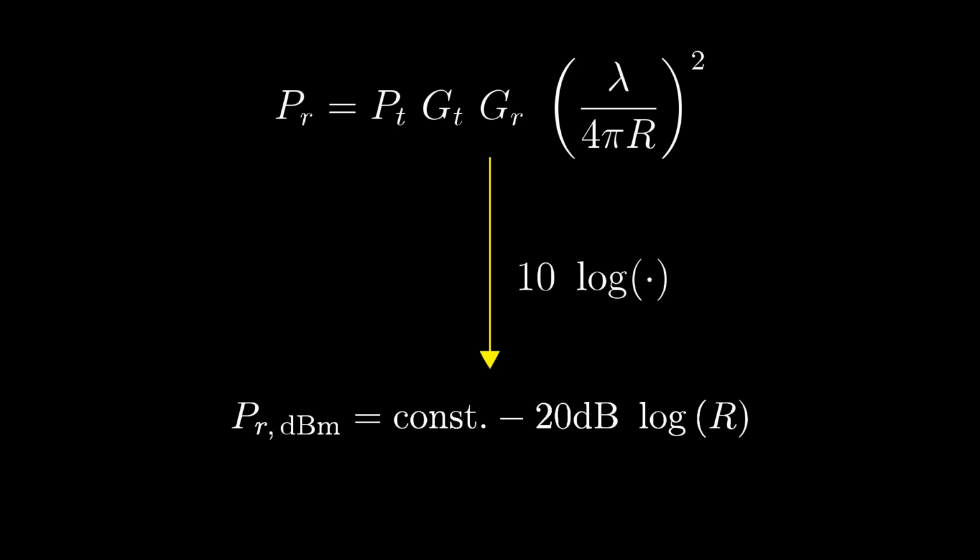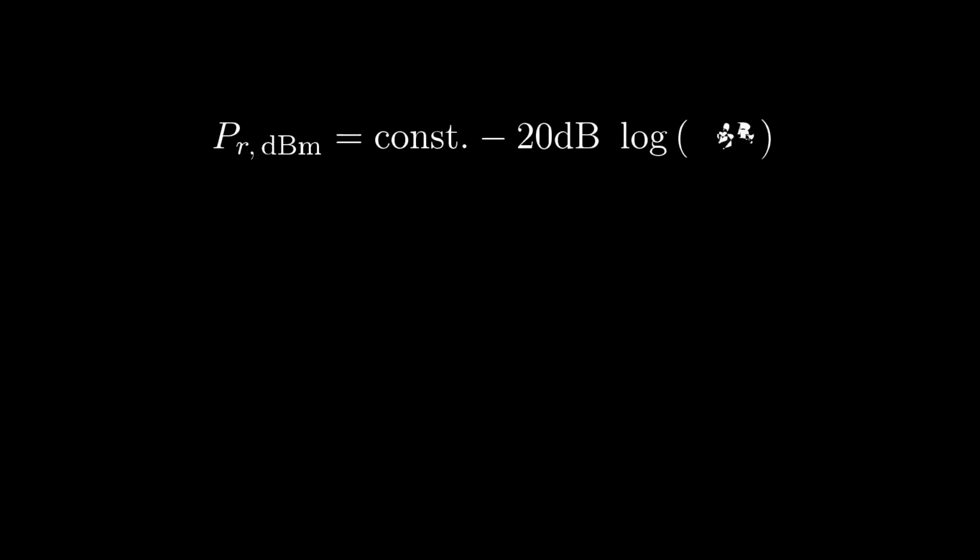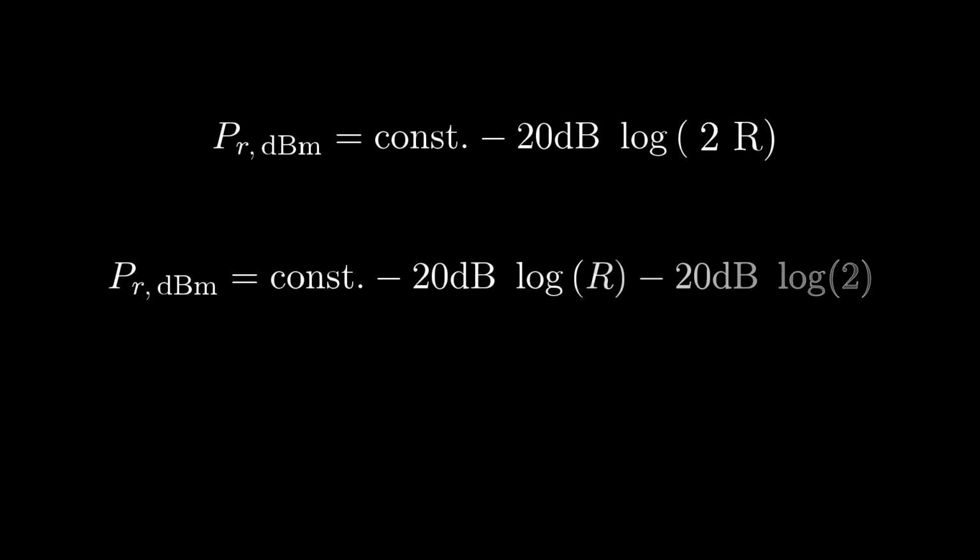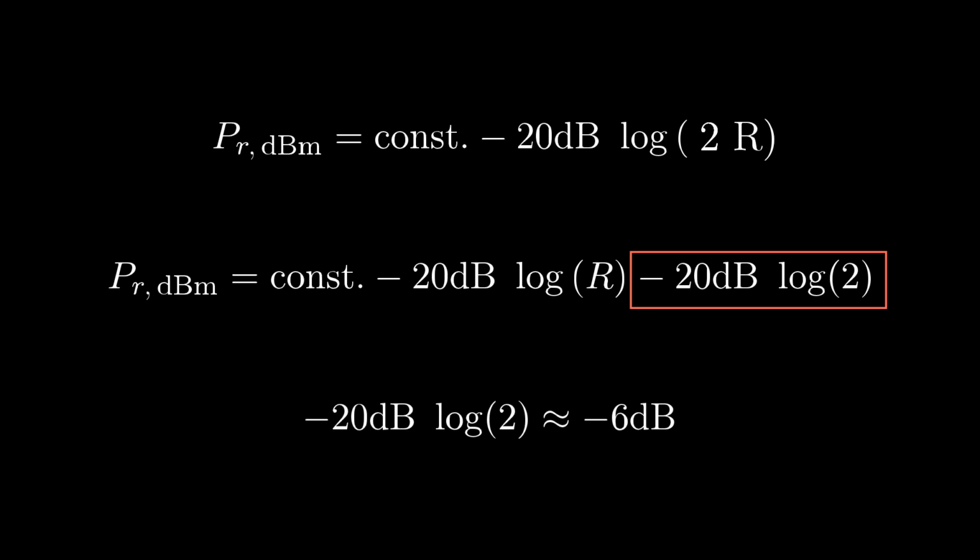So if we want to use the same setup to transmit over twice the distance, we have to double r. By logarithmic identities, we find that this only contributes to a constant summand of minus 20 dB times the log of 2, which is approximately minus 6 dB. To put it bluntly, every time we double the distance between the two antennas, we lose 6 dB of signal strength. So what can we do against that?